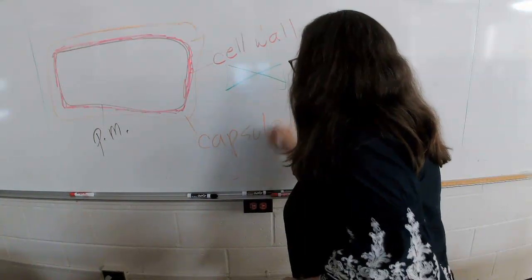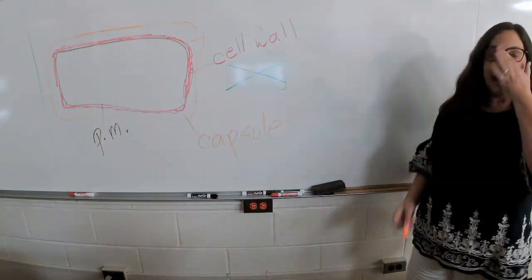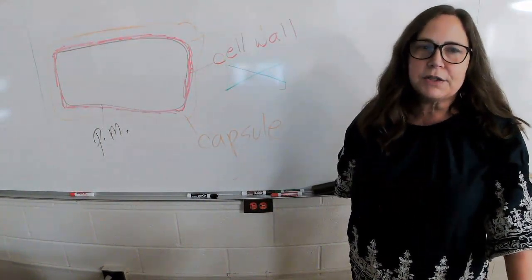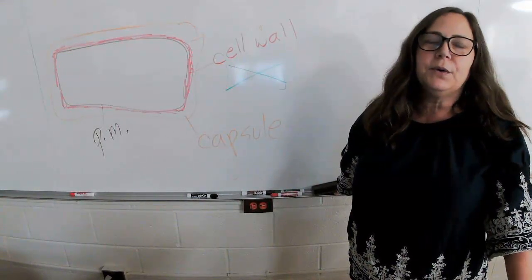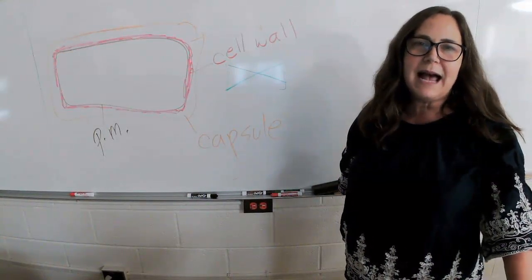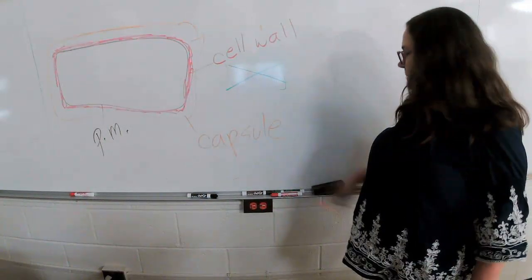All right, let's try this. Capsule. Okay, so outside the cell wall is a capsule, and the capsule is either a solid structure or a kind of slime layer. The capsule will help the prokaryotic cell to attach to surfaces and to attach to other cells.